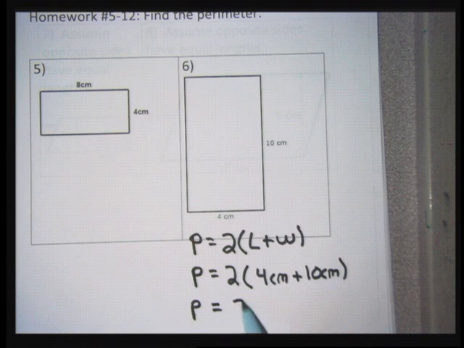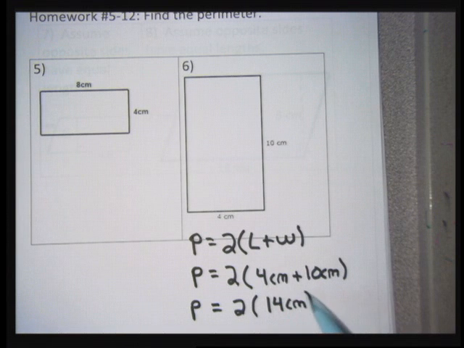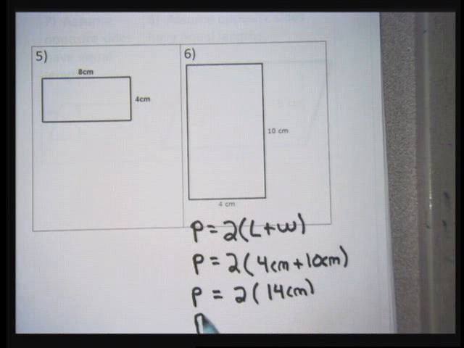Order of operations tells me I have to do the parentheses first. Inside my parentheses, 4 centimeters plus 10 centimeters is 14 centimeters. And then 14 times 2 is going to give me 28. So my answer to problem 6, the perimeter of my rectangle, is 28 centimeters, and you can figure out what yours is.